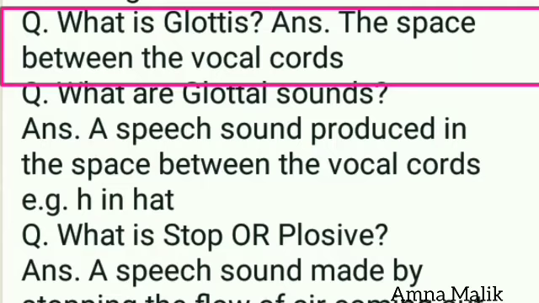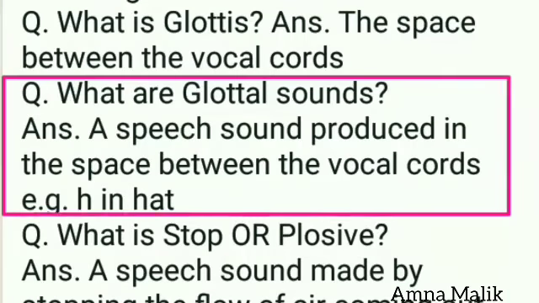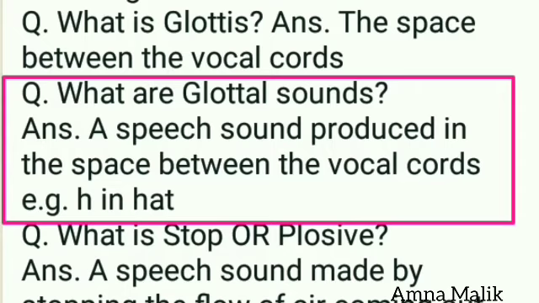Question. What is glottis? Answer. The space between the vocal cords. Question. What are glottal sounds? Answer. A speech sound produced in the space between the vocal cords. For example, h in head.